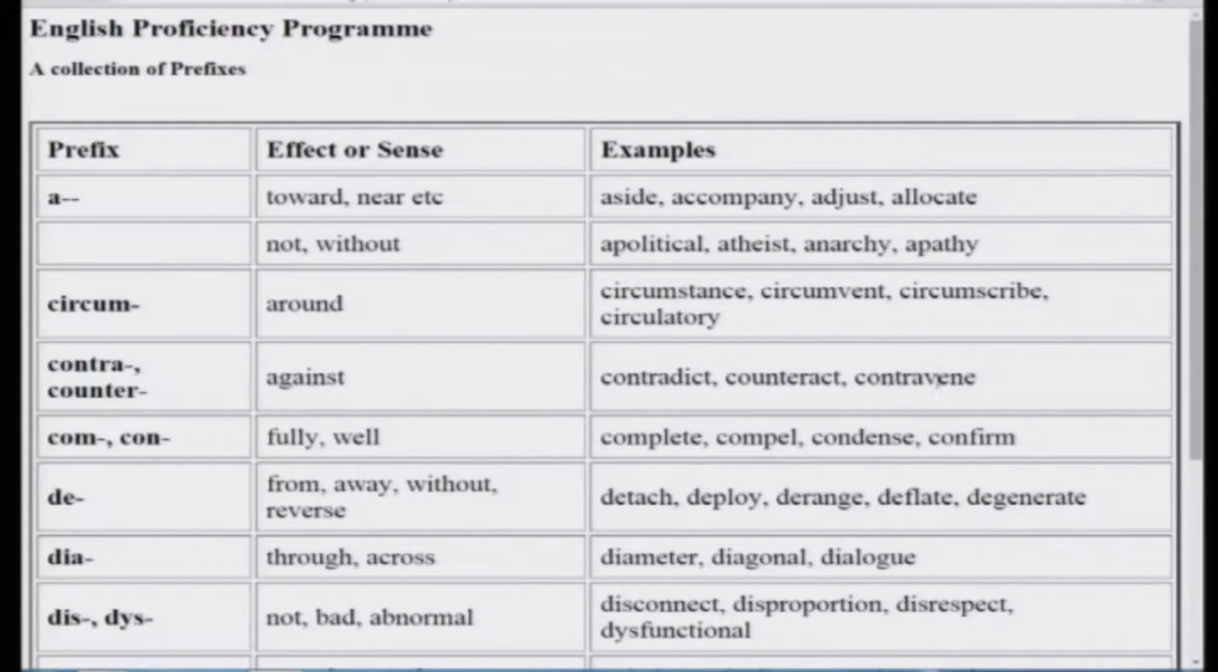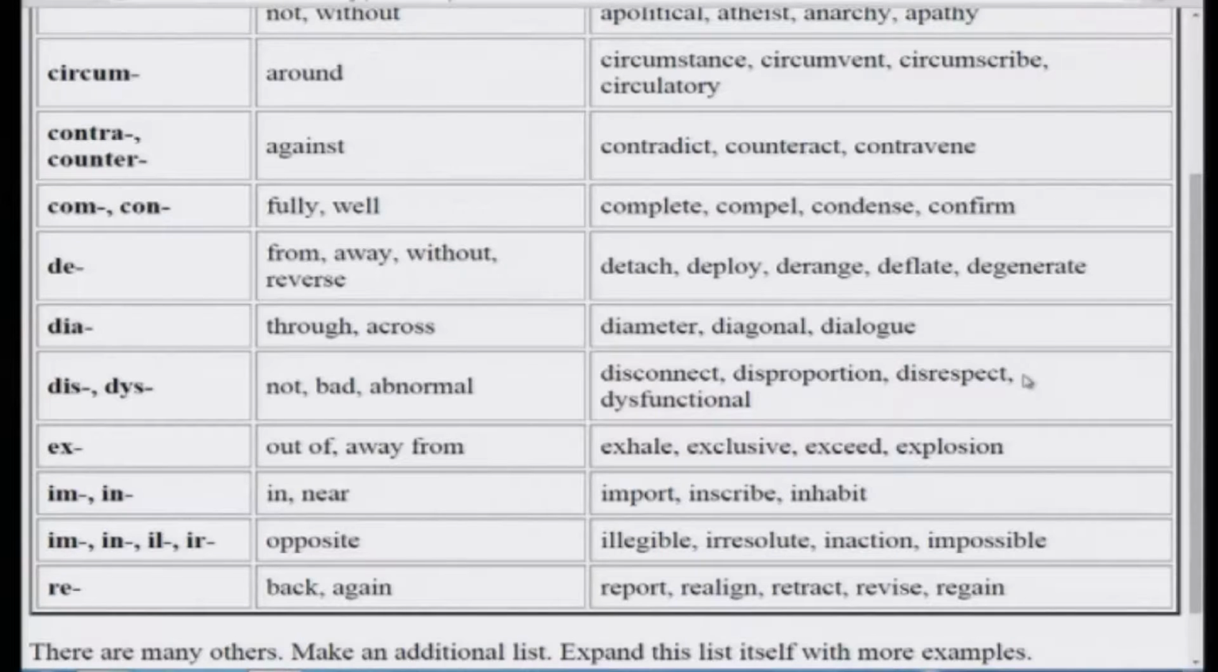Okay? Contravene, okay? Similarly. Com or con is typically used to change the word towards fully or well, nicely. Okay? Complete, compel, condense, confirm. Lots of words in this and a variety of slight variations of the tinge of meaning. Okay? D, DE. This typically shows separation from something, away from something, or reverse. Okay? Detach, deploy. When you deploy something away from yourself, you put it in operation in the field. Okay? Derange, deflate.